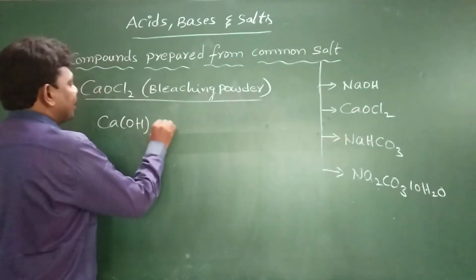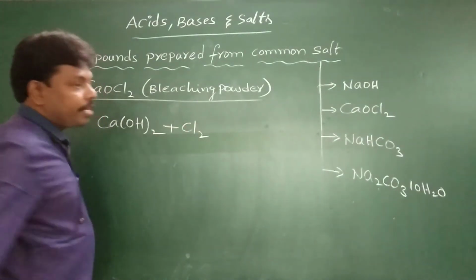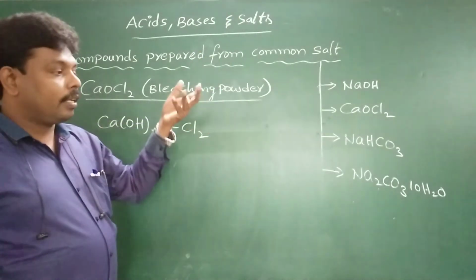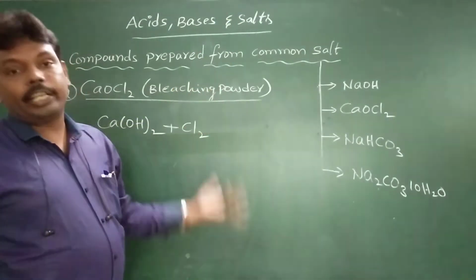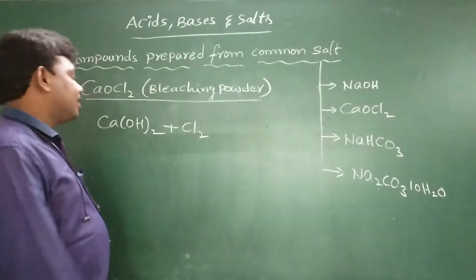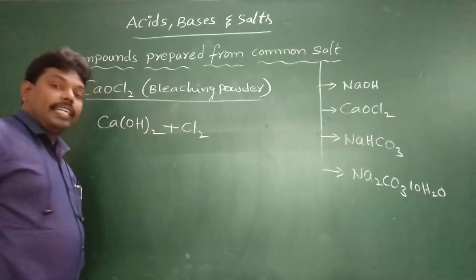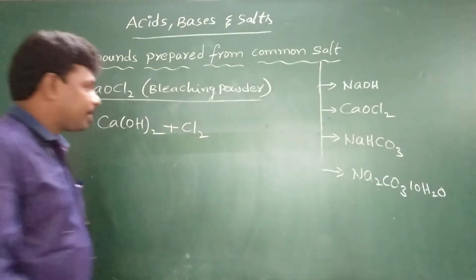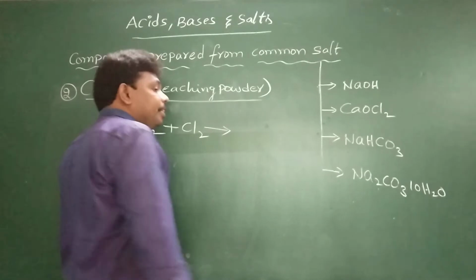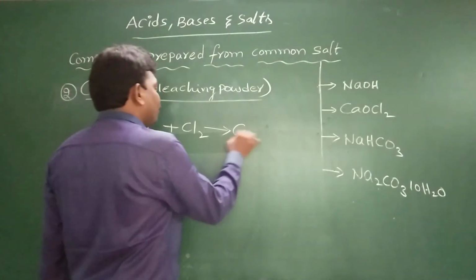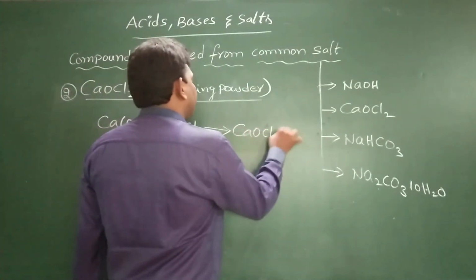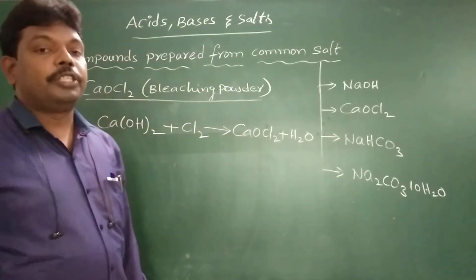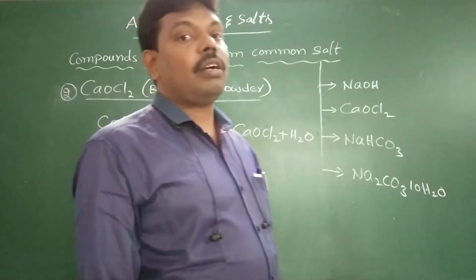So pass the chlorine gas. From where do we get the chlorine gas? From the chlor-alkali process. Okay, pass that chlorine gas through the dry slaked lime, calcium hydroxide. So then what happens? It gives CaOCl2 plus H2O. This CaOCl2 is called bleaching powder.